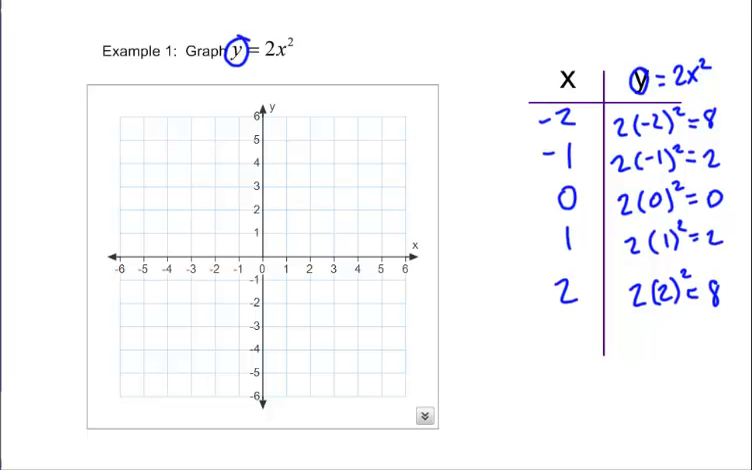And now we can just graph those points. And so when we do that, we get 0, 0. Here's this guy. And then we've got negative 2, 8. So here's this guy. We've got negative 1, 2. Here's this guy. And check it out. Here's our axis of symmetry. This is where it gets kind of really cool.